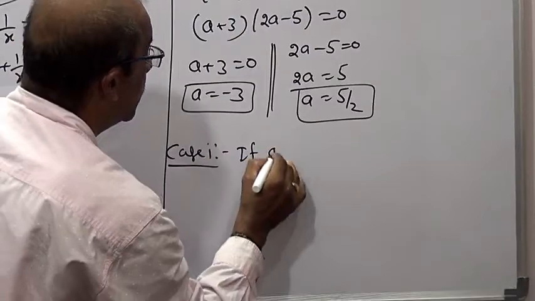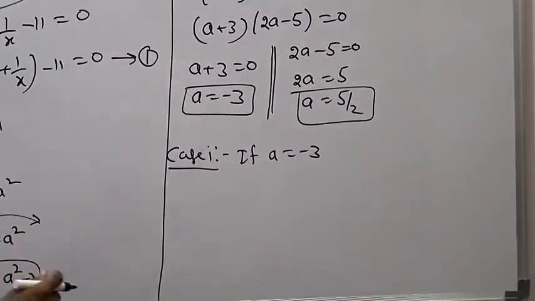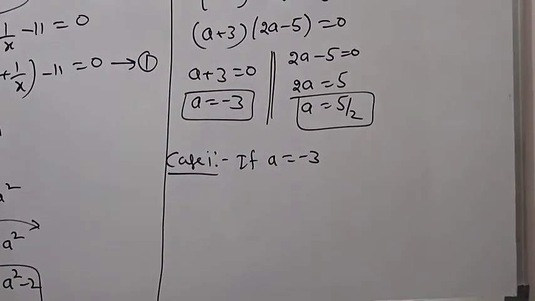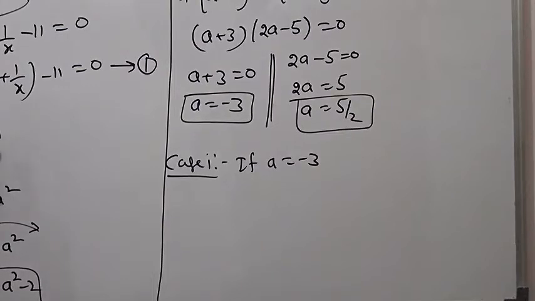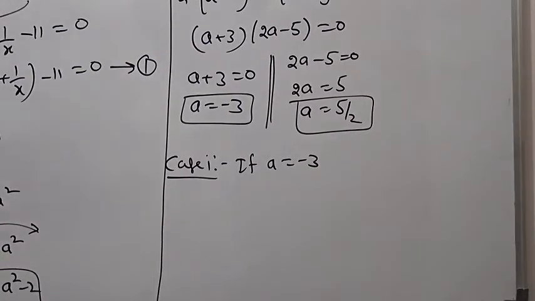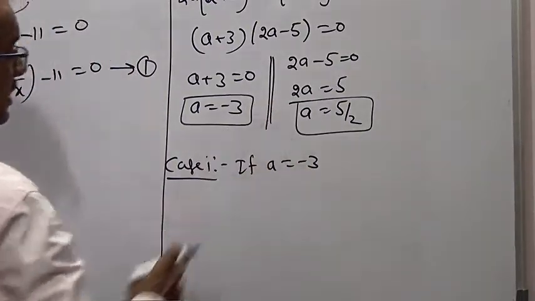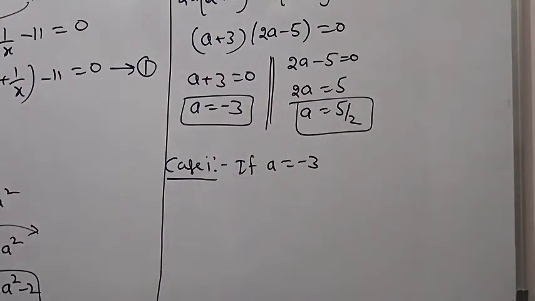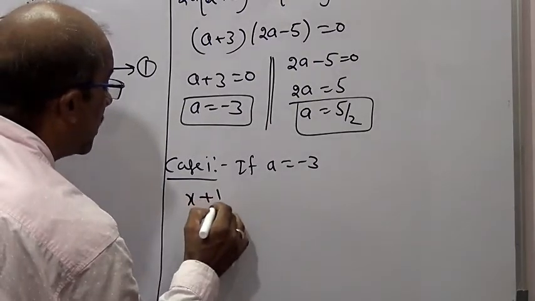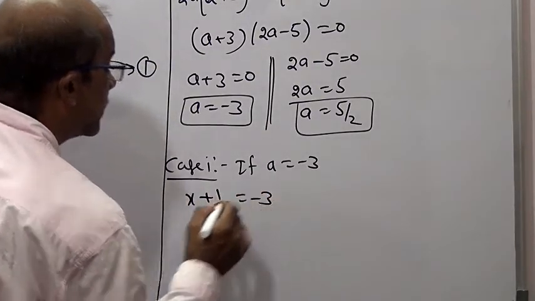If a is equal to minus 3, but what is a? x plus 1 by x is equal to a. We want the result in terms of x. So here we know that a has two values: one is minus 3 and the other one is 5 by 2. Now x plus 1 by x is equal to minus 3.